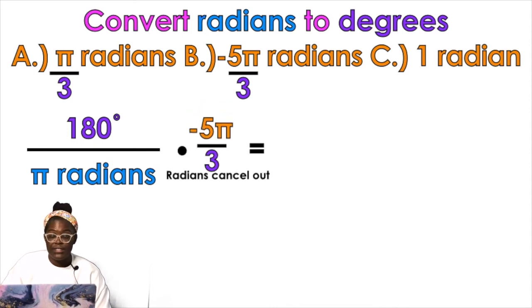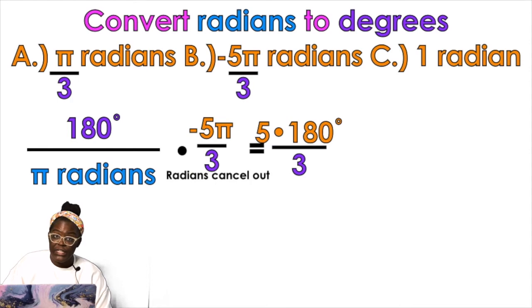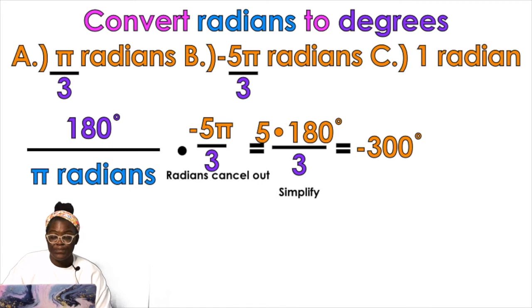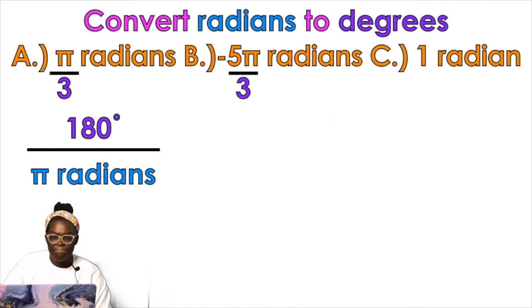Okay, so now we'll do negative 5 pi over 3. Radians are going to cancel out. So pi cancels out pi, radians, radians. So I'm going to get negative 5 times 180 over 3. When I simplify that, I'm going to get negative 300. This is really quick, right?